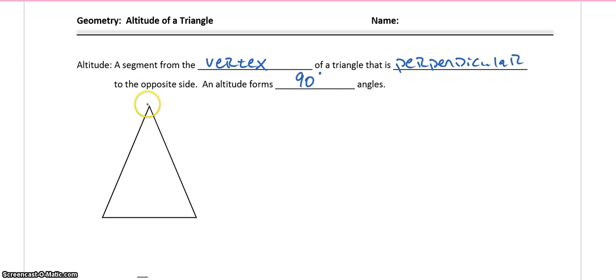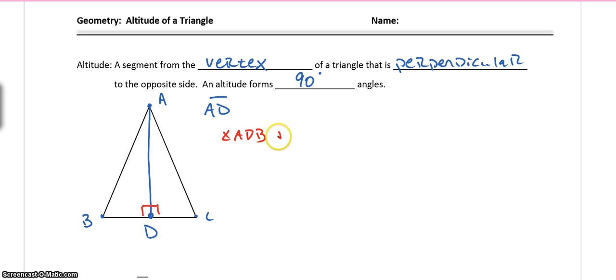So, for instance, if we had triangle ABC, and we start from vertex A and draw down to a point we'll call D, then AD would be my altitude. It creates our 90-degree angles at ADB and ADC. So angle ADB and angle ADC are right angles, or 90 degrees.